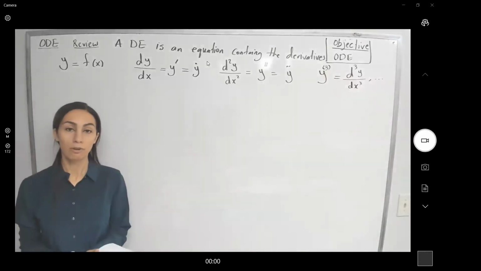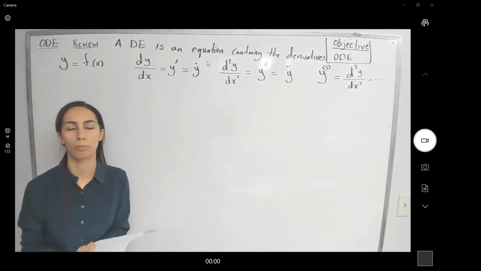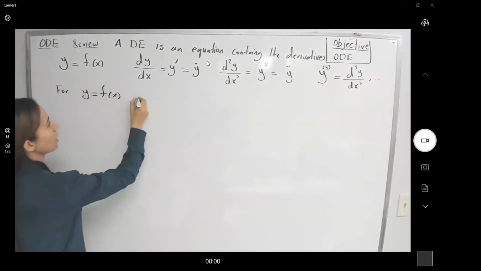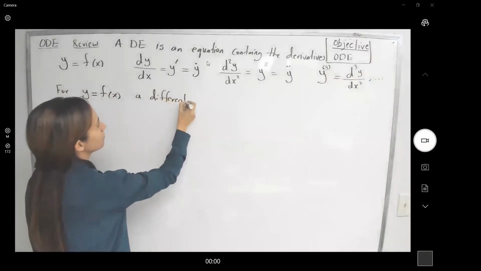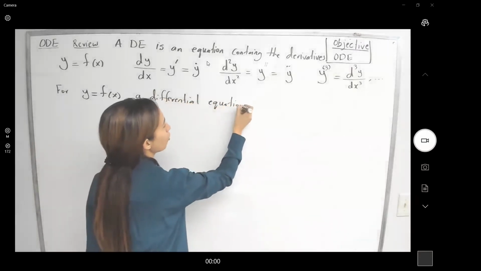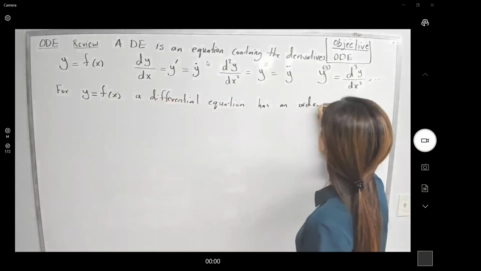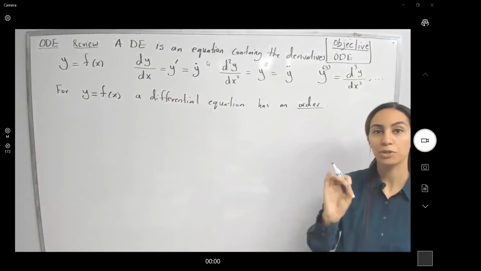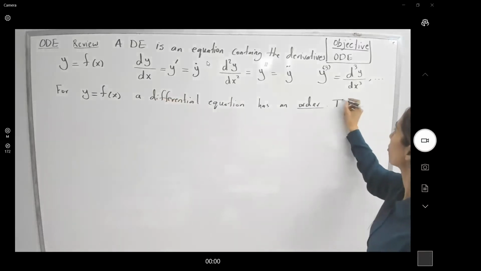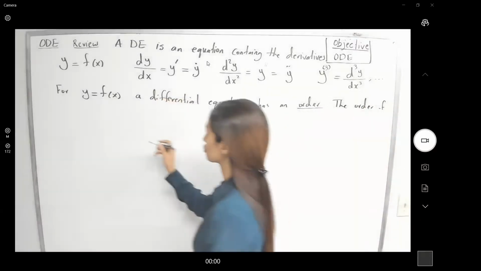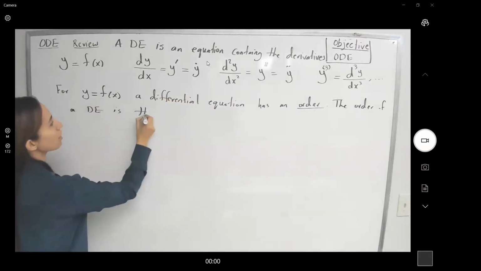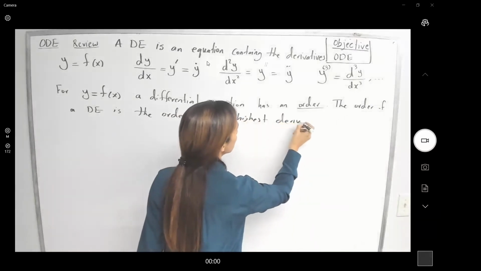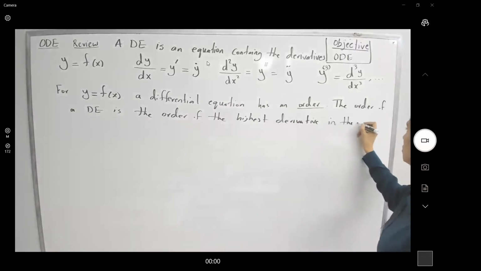We also learned that if you're writing a differential equation, we have a normal form and a general form. For y equals f of x, a differential equation has an order. What is the order? The order of a differential equation is the order of the highest derivative in the equation. Well, okay.